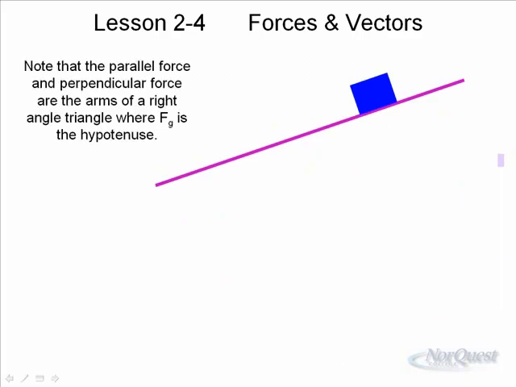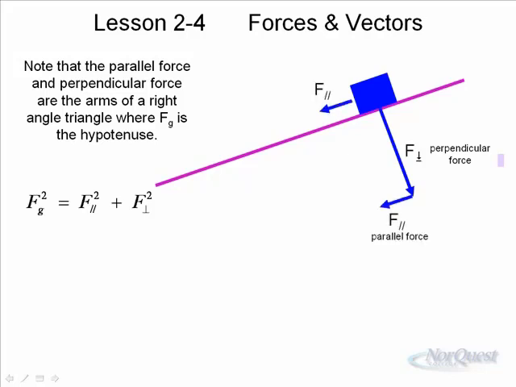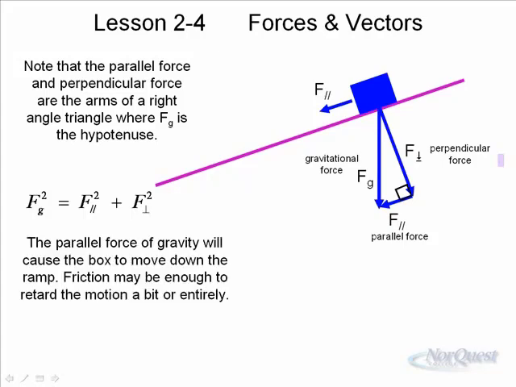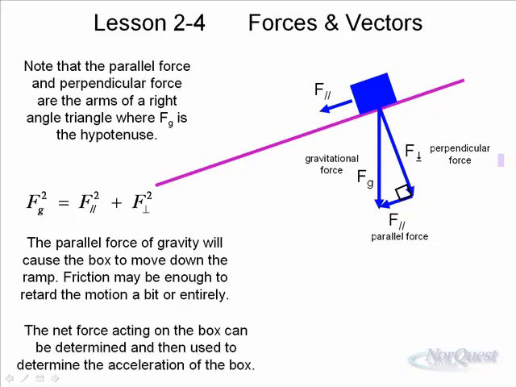So note that the parallel force and perpendicular force are the arms of a right angle triangle. You can see that there is a perpendicular force, there is a parallel force, and of course they are the arms of the hypotenuse, which in this case is the gravitational force. So the parallel force of gravity causes the box to move down the ramp. Friction may be enough to retard the motion a bit or entirely. If the box wants to move down, then friction is going to be exerted in that direction to oppose the motion.